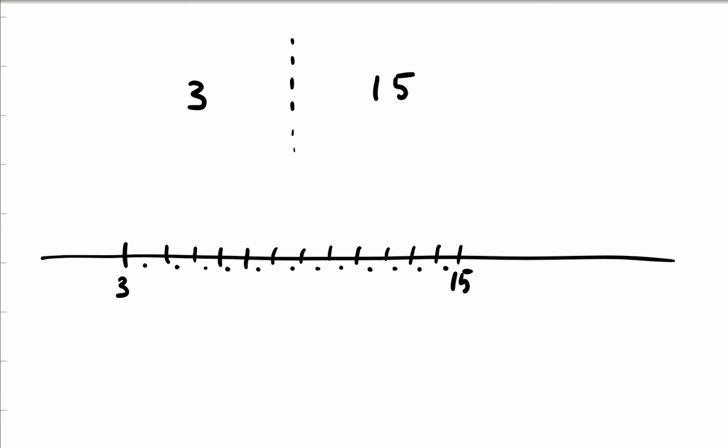So I could go from the 3, I could say there's 1 step, 2 steps, 3 steps, 4 steps, 5 steps, 6 steps. That puts me right here. What number is that? 3, 4, 5, 6, 7, 8, and 9. So it looks like the 9 is right in between those two. Right? 9 is the number in the middle of 3 and 15.